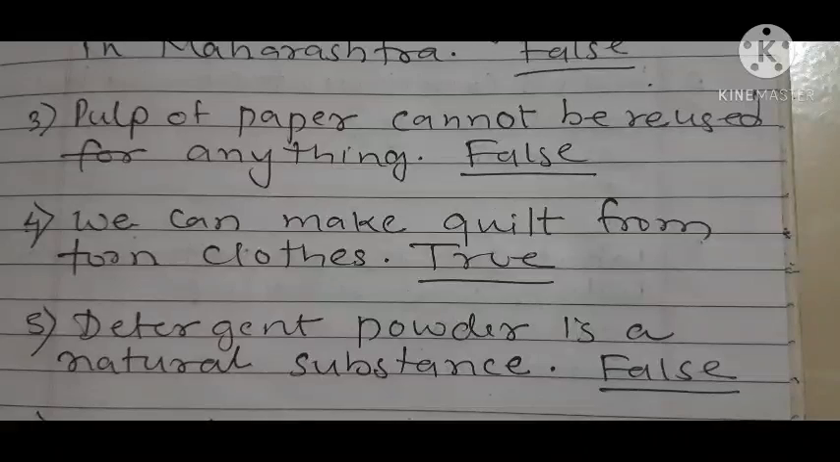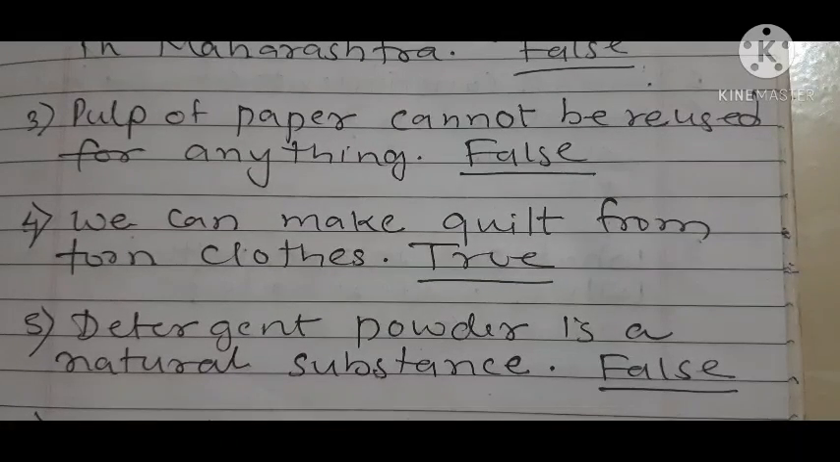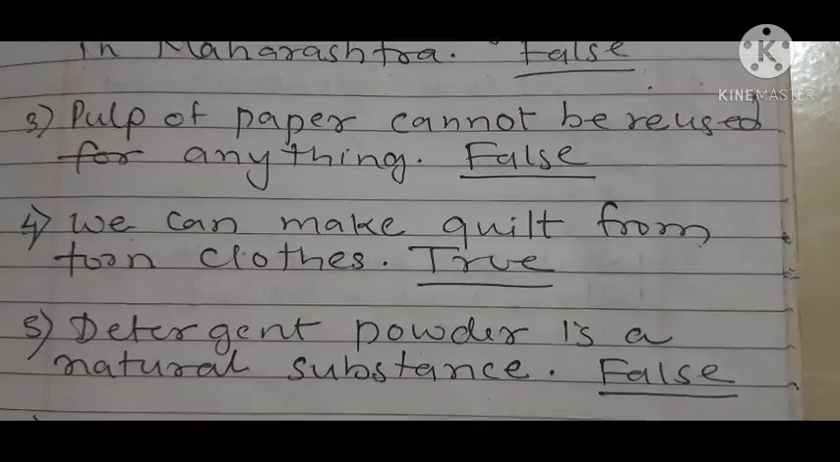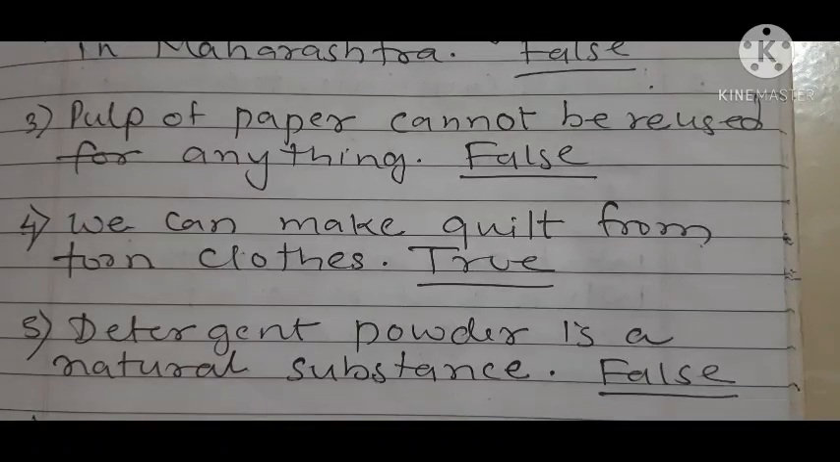Pulp of the paper cannot be reused for anything. False. We can make quilt from torn clothes. True. Detergent powder is a natural substance. False.